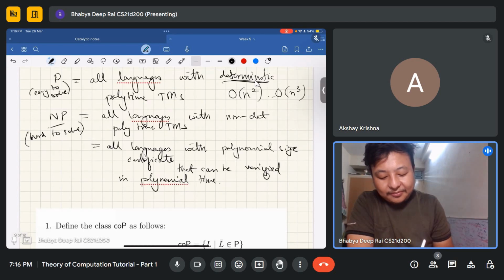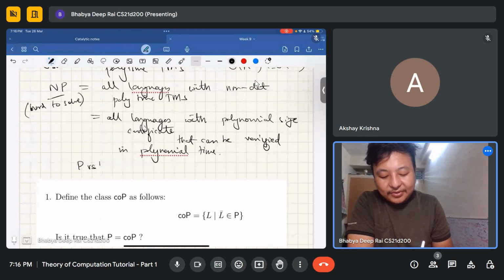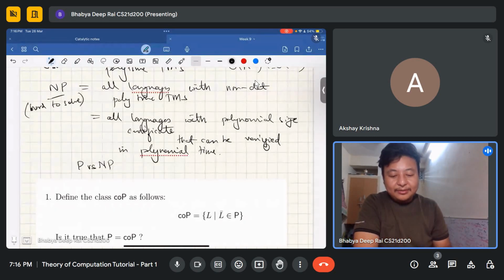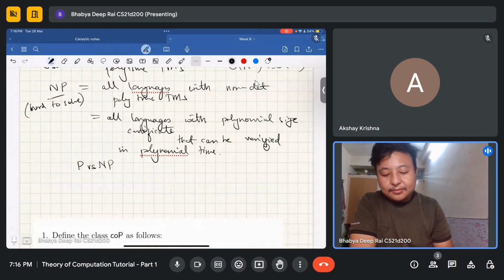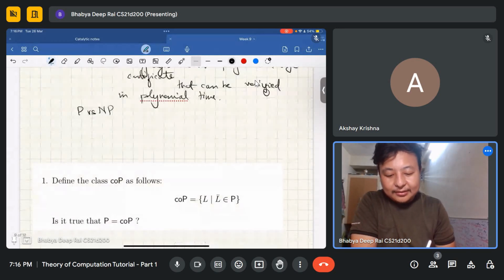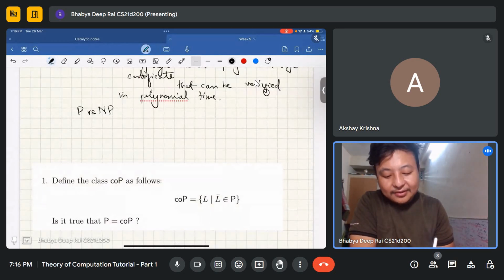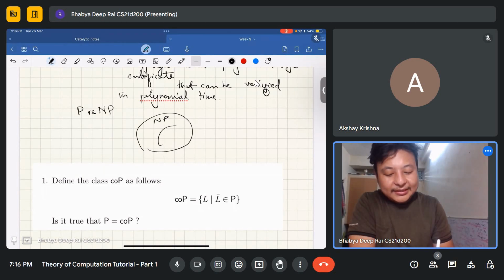Now the question is whether P versus NP. Is P equal to NP? Is P not equal to NP, and so on? All that is known is that P is inside NP.